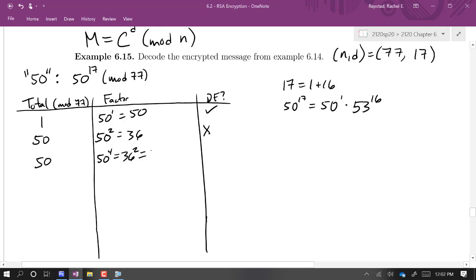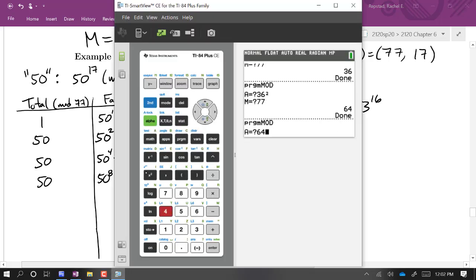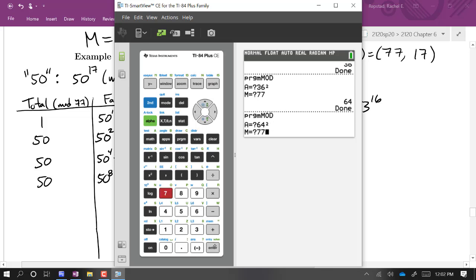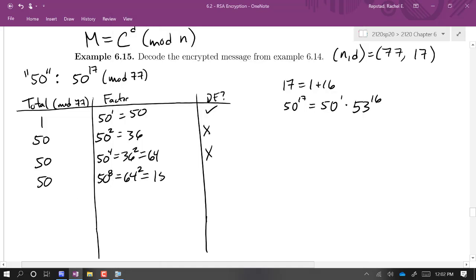That's 64. 50 to the fourth is not a desired factor. Stays at 50. 50 to the eighth, 64 squared, is 15. Not a desired factor. Total holds at 50. And then 50 to the 16th, that is a desired factor. It's our last desired factor. Whoops, it's still 53. Okay, so that's our last desired factor.